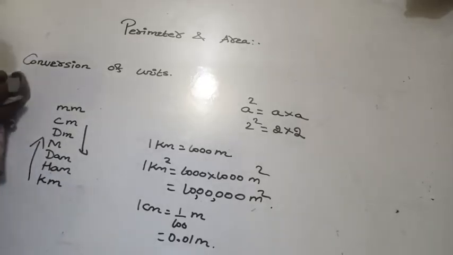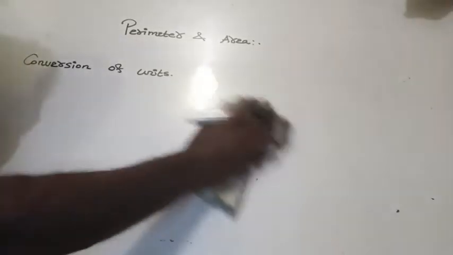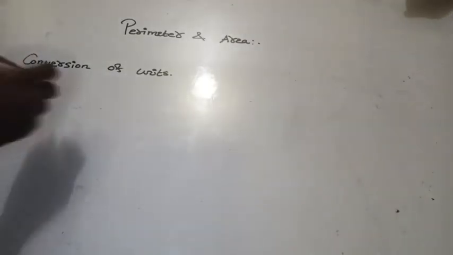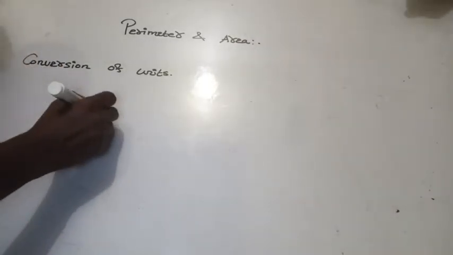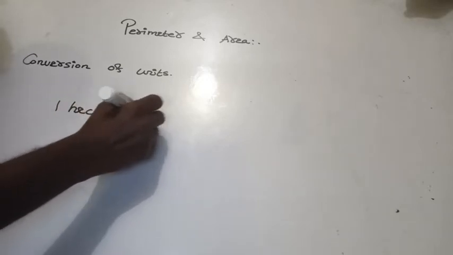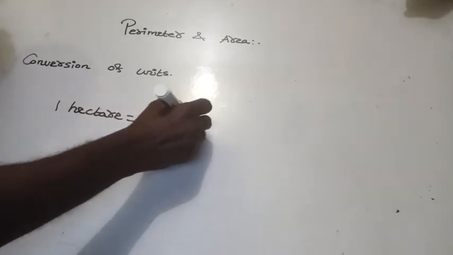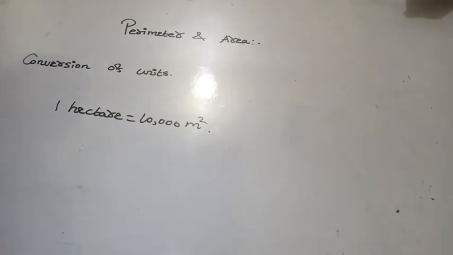Then 1 hectare is equal to 10,000 meter square. 10,000 meter square is equal to 1 hectare. Okay, when you are finding the area of land and all, it may be given in meter square, you have to convert into hectare. Okay, then perimeter. After that, what?